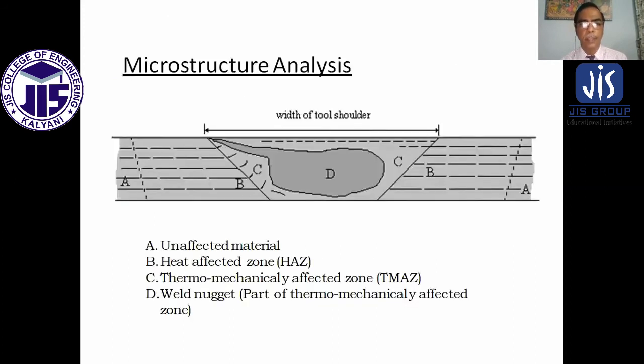This is a microstructure analysis. A is the unaffected material. B is the heat affected zone; just see how small it is. C is the thermomechanically affected zone. This is the width of the tool shoulder. And D is basically the weld nugget, part of the thermomechanically affected zone.